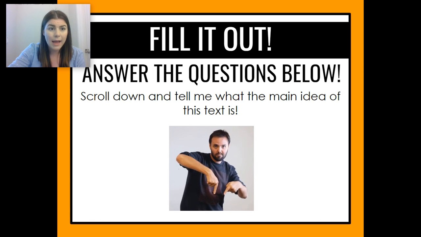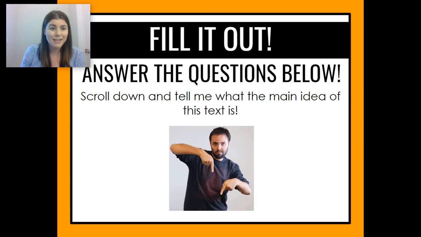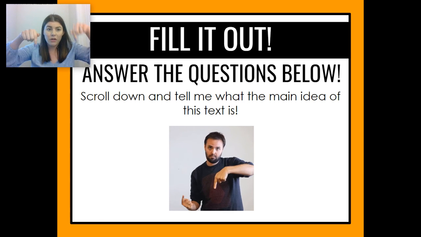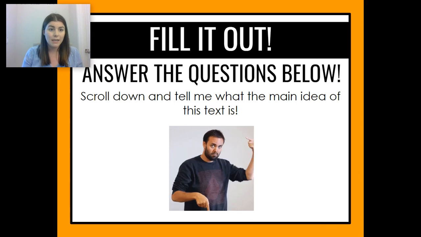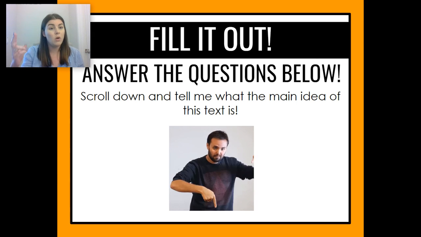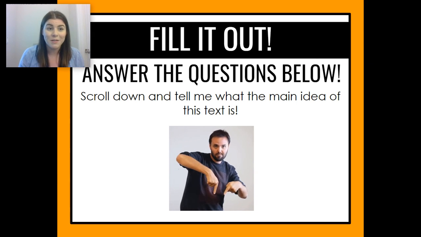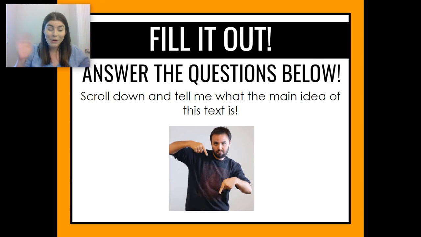Whew! Guys, we've just come up with the main idea. So now what you're going to go ahead and do is you're going to scroll down, and I want you to tell me what the main idea of this text is. Once you click next, we're going to go to questions 1 and 2, where we're going to be doing those together. I know you guys are going to do a great job.